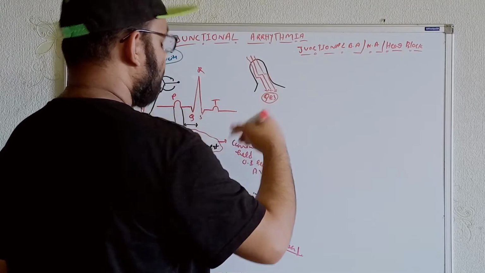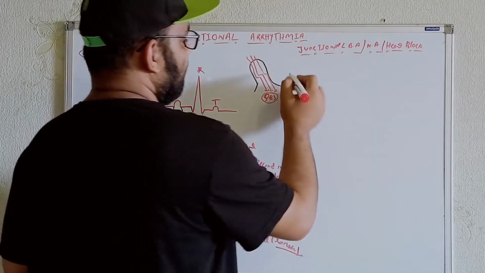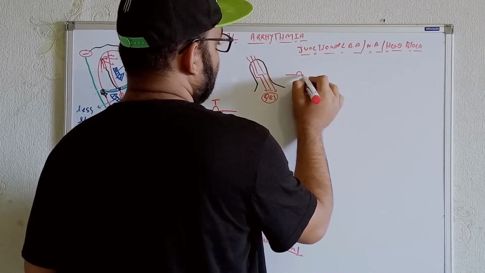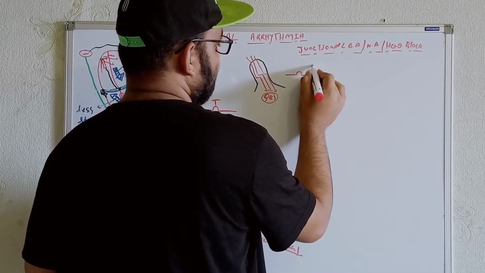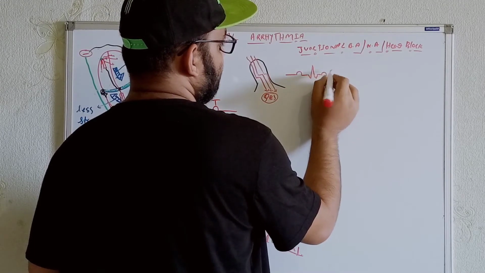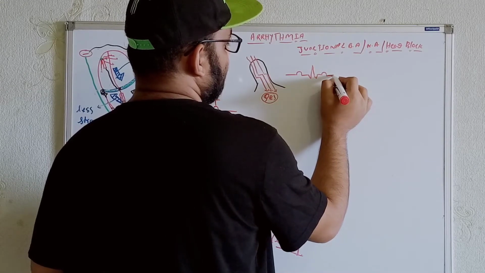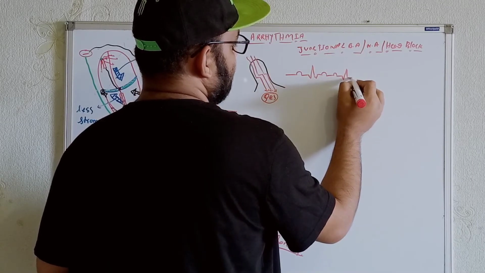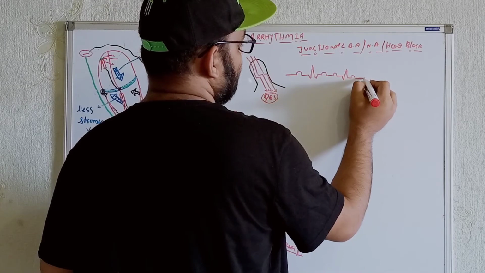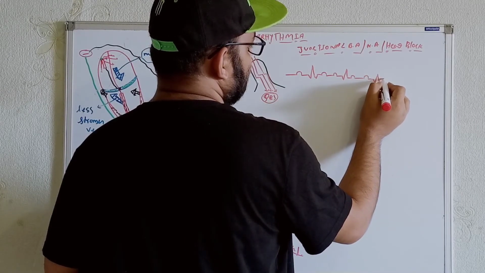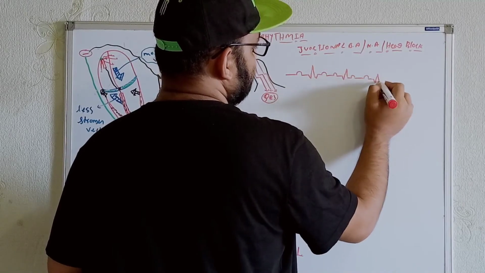Now if you draw the ECG pattern for it, what will we get over here? Try to understand. Normally we get the P wave, then we get the QRS complex, then again we get the T wave. Again we get the P wave, the QRS complex, and the T wave. Again the P wave, the QRS complex, and the T wave.